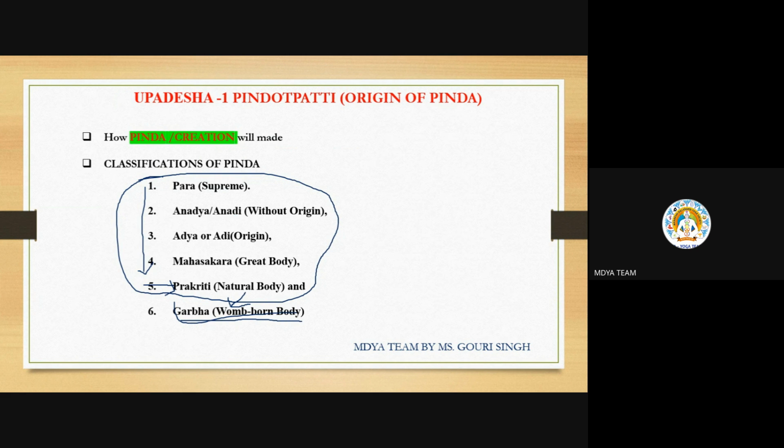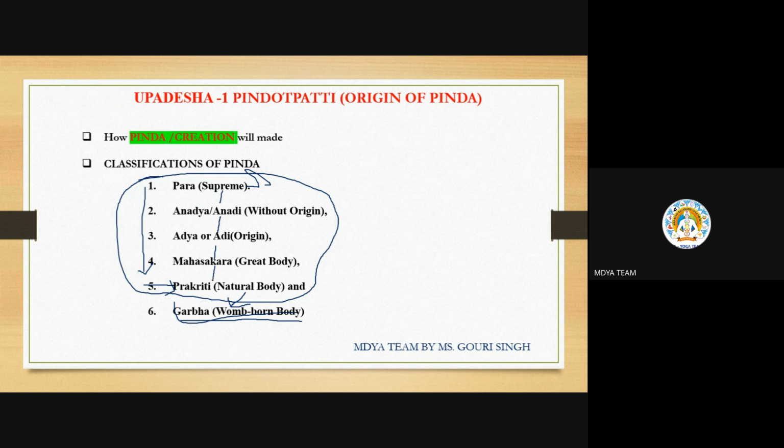And also here a little more description is given of how this Parapinda will be made. Again, 5 things are present here. After this Parapinda, again 5 will become, and then that will be made the Anadipinda. Then Anadipinda, also having 5 parts, will make the Adyapinda. And for Mahasakara, there are 8 great bodies.